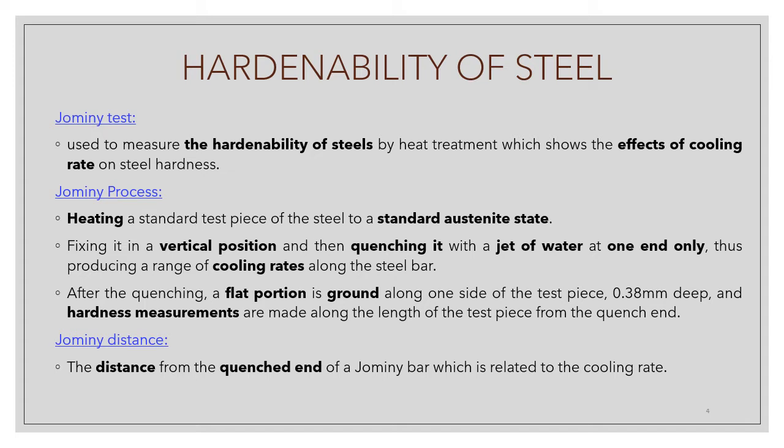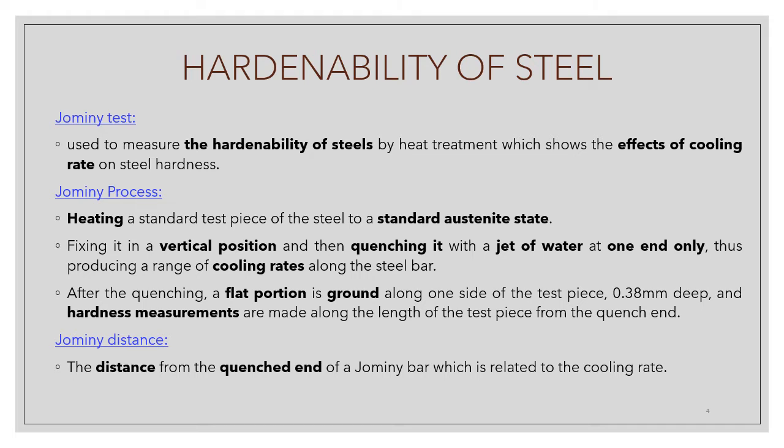The process starts by heating the sample above the eutectoid temperature to produce austenite microstructures. After ensuring that all structures have transformed to austenite, it is taken out from the furnace and fixed in a vertical position before quenching it with a water jet. Only the flat end of the bar is quenched with the water jet, and this produces different cooling rates along the steel bar.